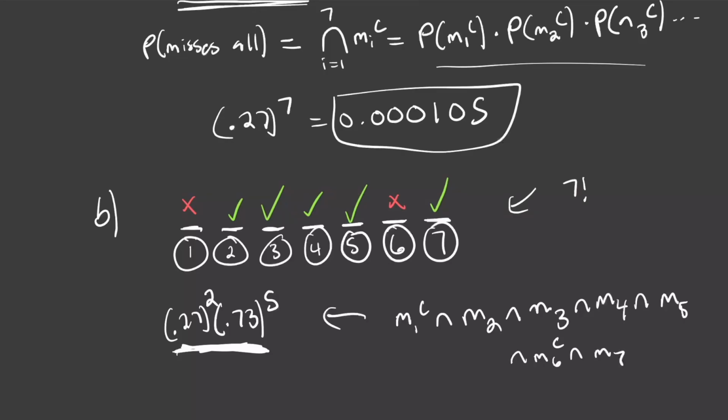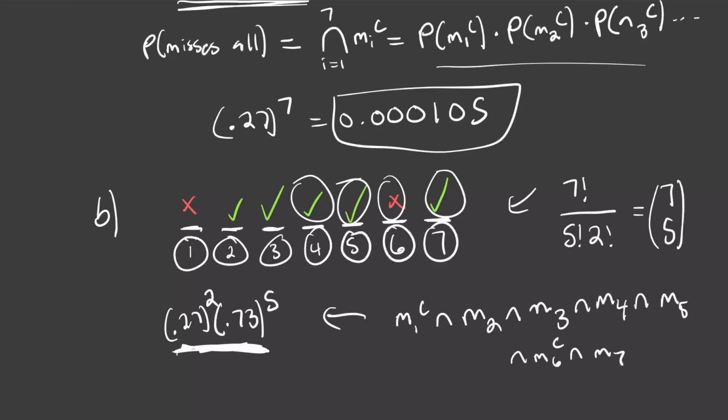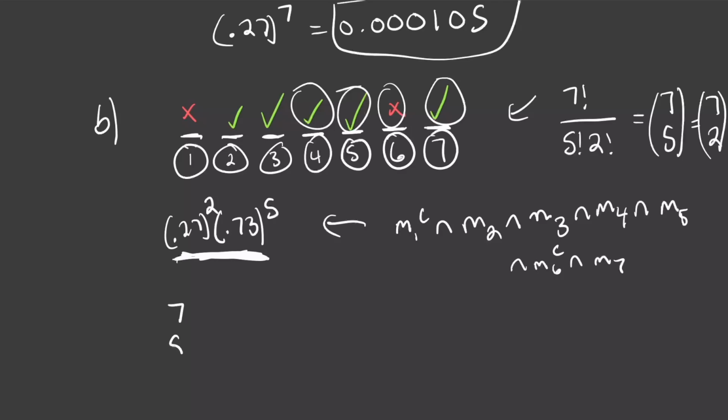We have 7 factorial total ways to permute these items, but we have 5 of them alike, and the other 2 are also alike, so we have to divide by 5 factorial, 2 factorial. Or you could have thought about it like we're choosing 5 of our positions to be makes, or you could have thought about it like we're choosing 2 of our positions to be misses.